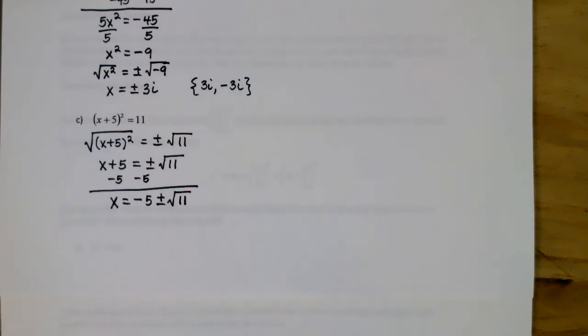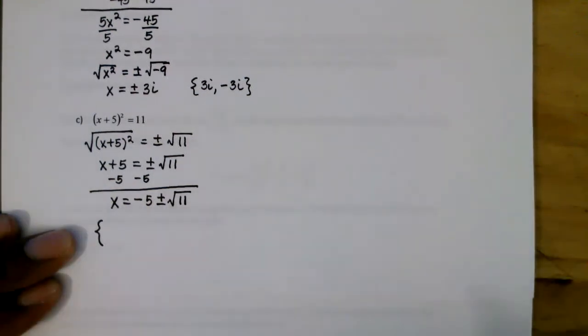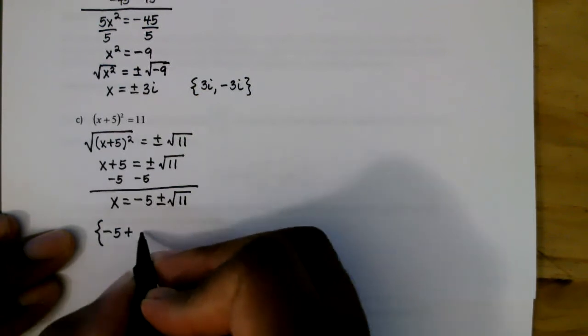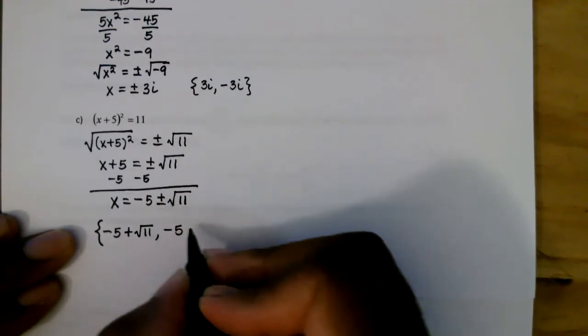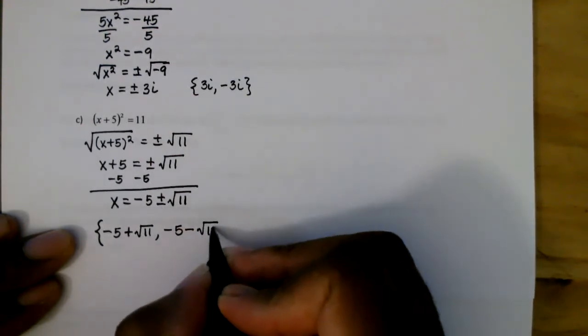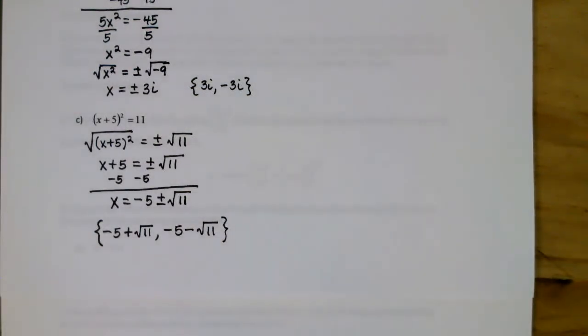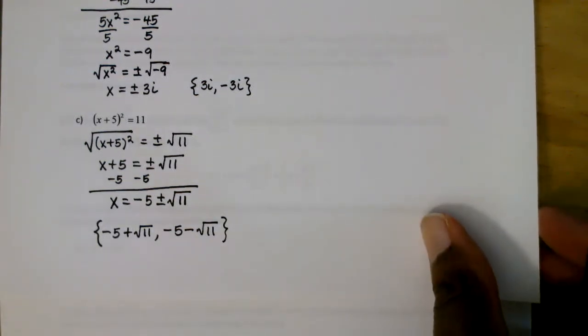And since there are no plus or minus symbols in my MATLAB system, I have to enter this as two separate answers. One would be -5 plus the square root of 11, and then -5 minus the square root of 11. Okay. So that's how we use the square root property to solve quadratic equations.